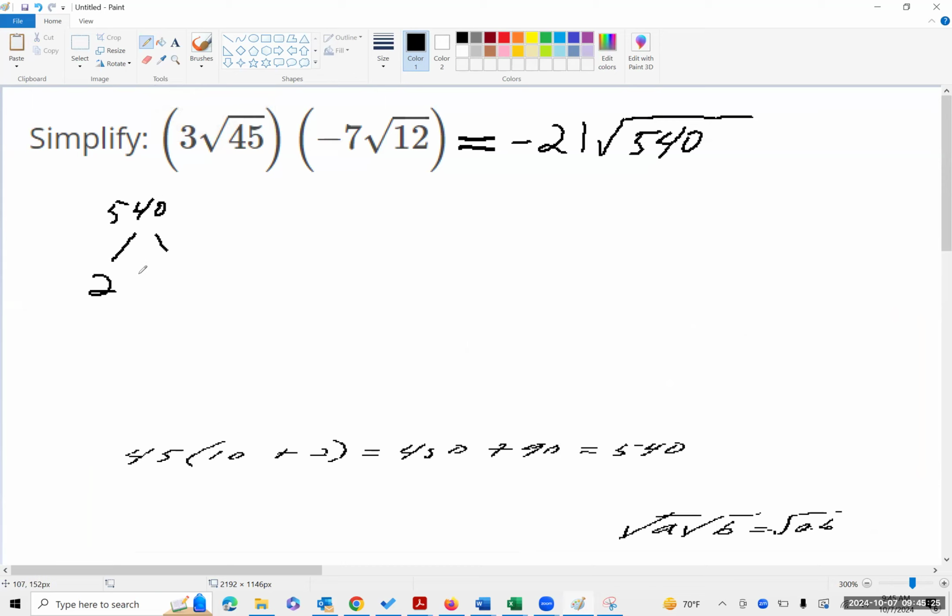So it's even, so actually, since it's divisible by 10, that makes it a little better. So it's 10 times 54, then 2 and 5. 9 times 6 is 54. So I'm gonna do 9 and 6. 9 is 3 times 3. 6 is 2 times 3.